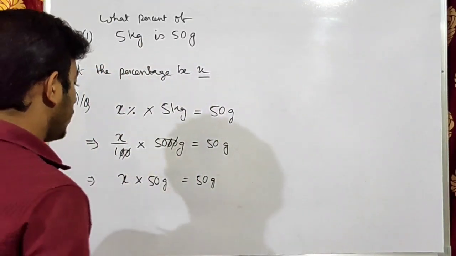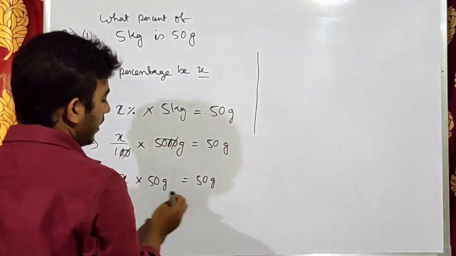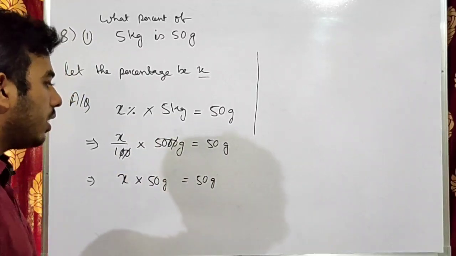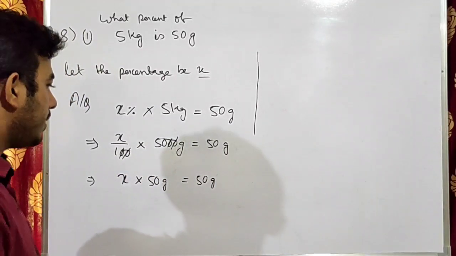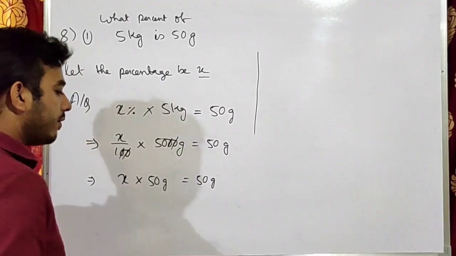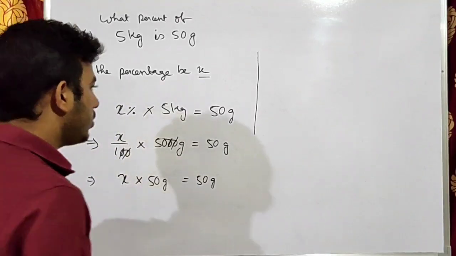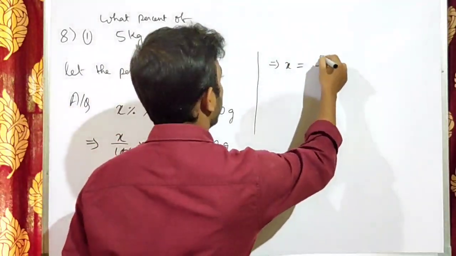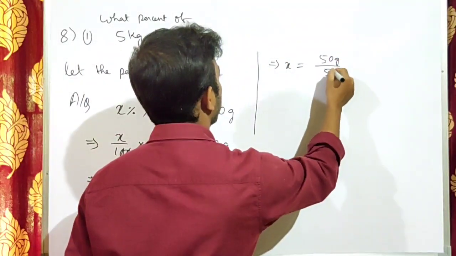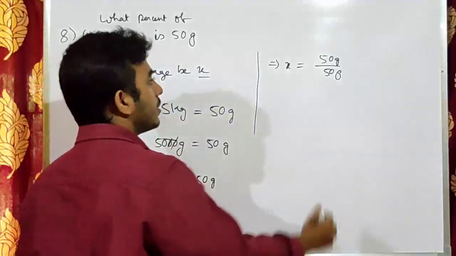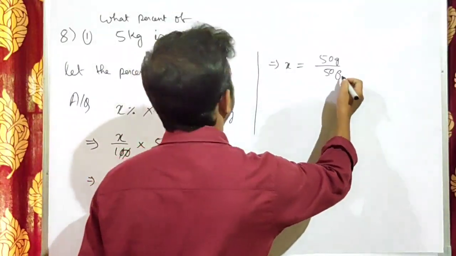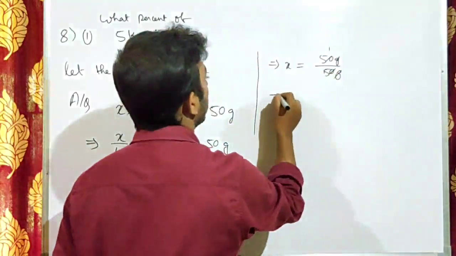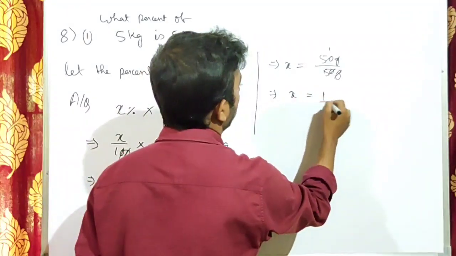So in the next step, we have to find the value of x, isn't it? We will change the side by the transposing method. Here 50 gram is multiplied, so when I change the side, it will get divided. So now x will be 50 gram upon 50 gram. Gram cancels gram, 50 also cancels, and what is left? 1. So x is 1.